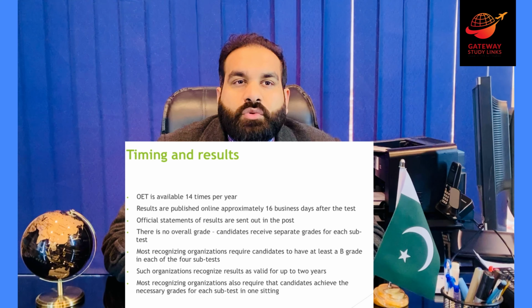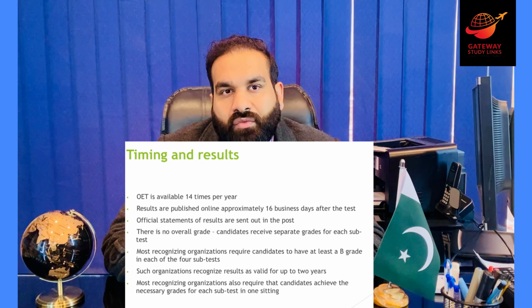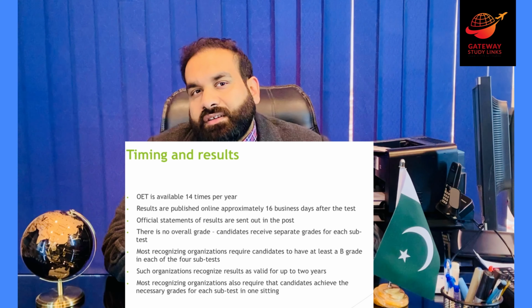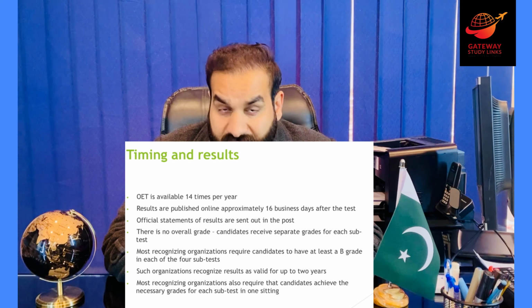Timing and results: basically, OET is available 14 times per year. In Pakistan, it is conducted at Iqra University in Islamabad, and wherever you sit, you can see on their website as well. You get the result in 16 working days, and most recognizing organizations require almost B grade, as I told you already, and the test is valid for up to 2 years. Most recognizing organizations also require that candidates achieve the necessary grades for each subtest in one sitting. It is also part of it.